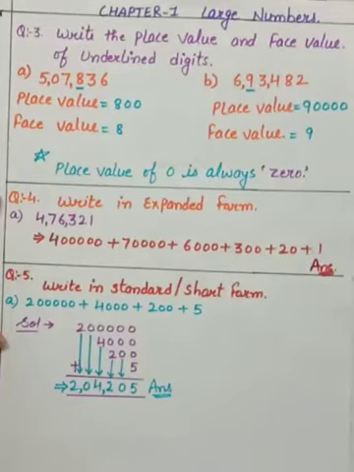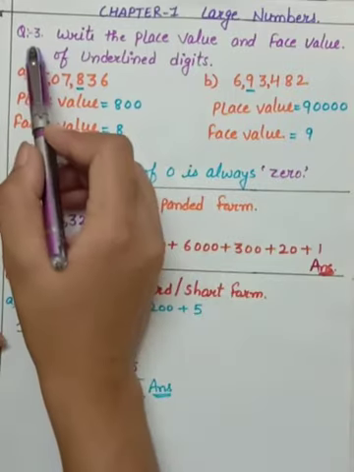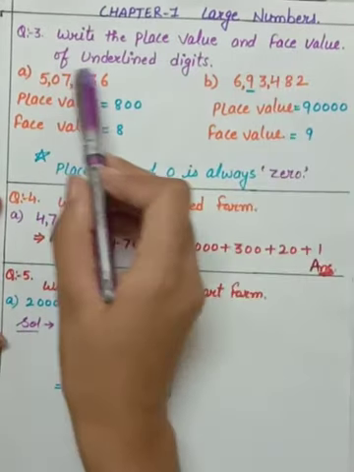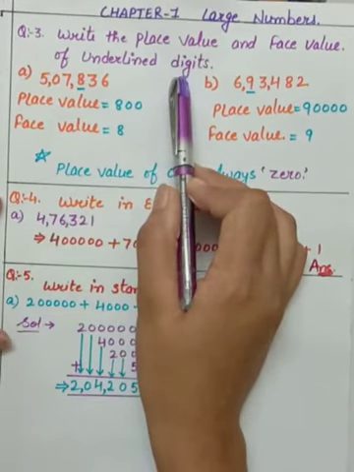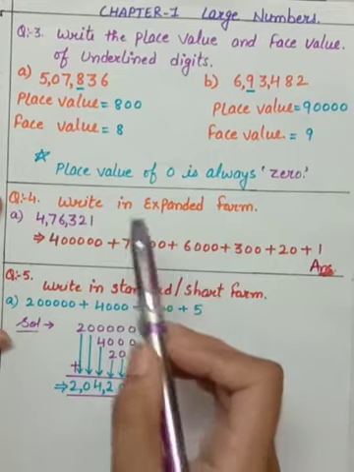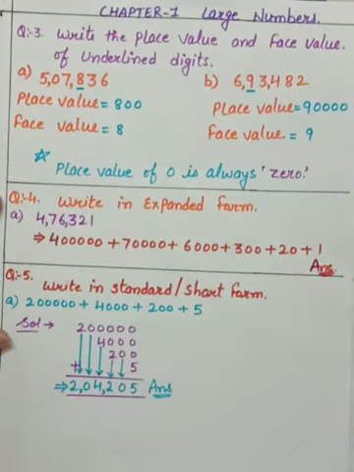Hello students, as you know, in the last two videos we have completed both the systems of numeration. So today we will continue our chapter 1 with question number 3. Write the place value and face value of underlined digits. Students, what is the place value and face value? Listen, place value means the value of the digit according to its position in the given number.